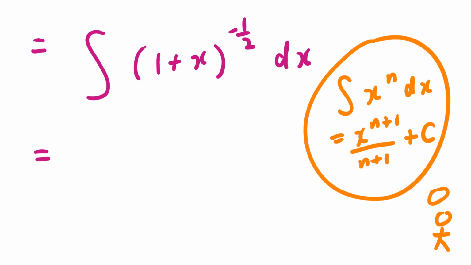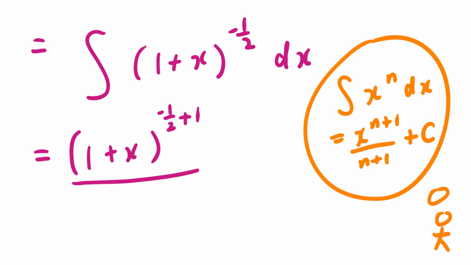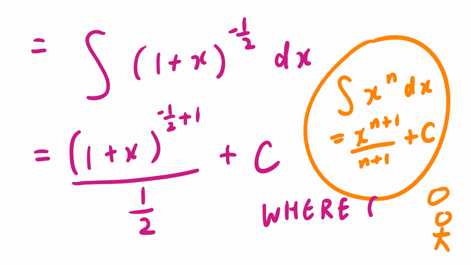So I go back, I write down 1 plus x in brackets to the power of, I'm adding 1. So I'm going to show more baby steps in this video. I'm taking negative half plus 1, divided by, now if you think about this mentally, negative half plus 1 is going to be half. So I'm dividing it by half. Now with a lot of practice, you may even just multiply this by 2. But for now, I'm just going to show it like this. Don't forget the constant. Again, c is basically a constant, which is an element of the real numbers.